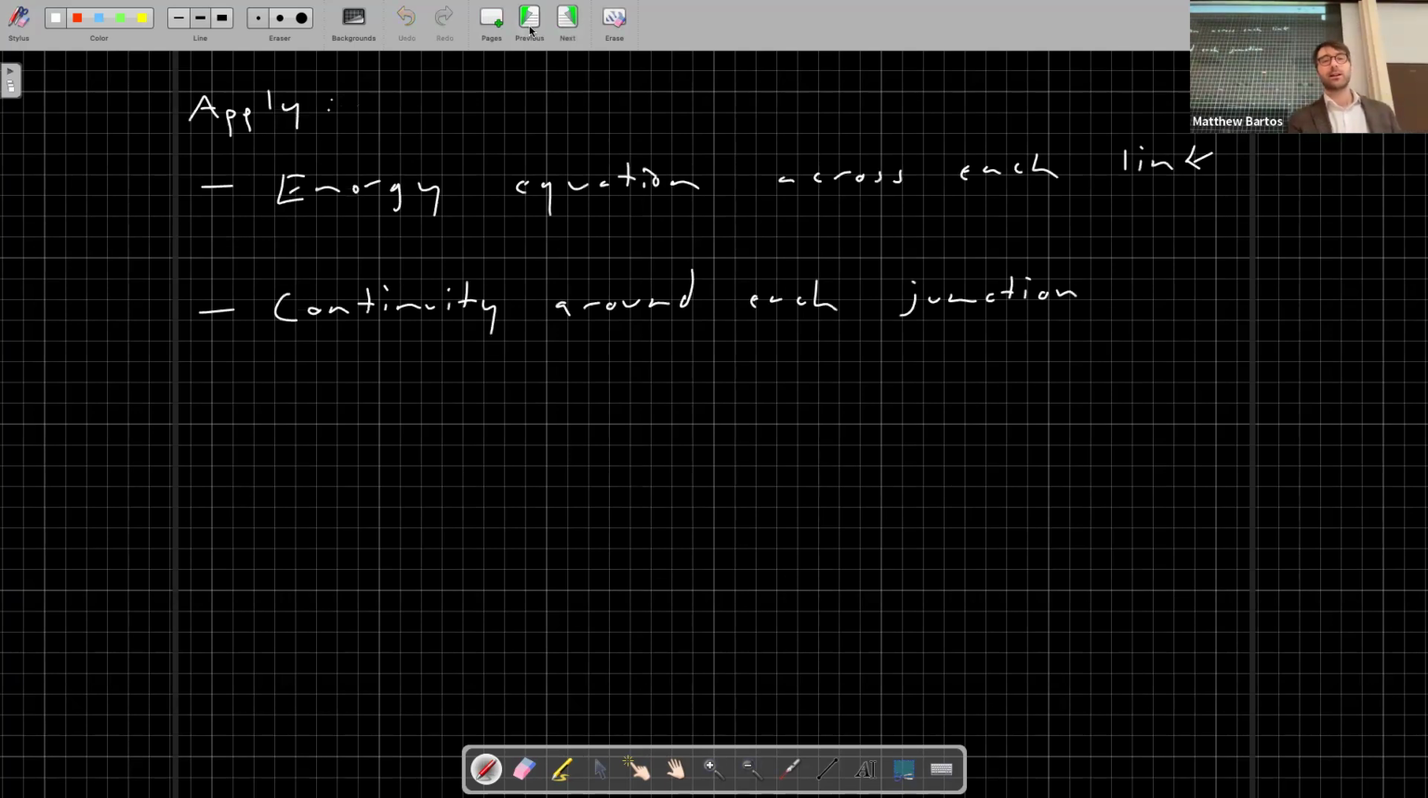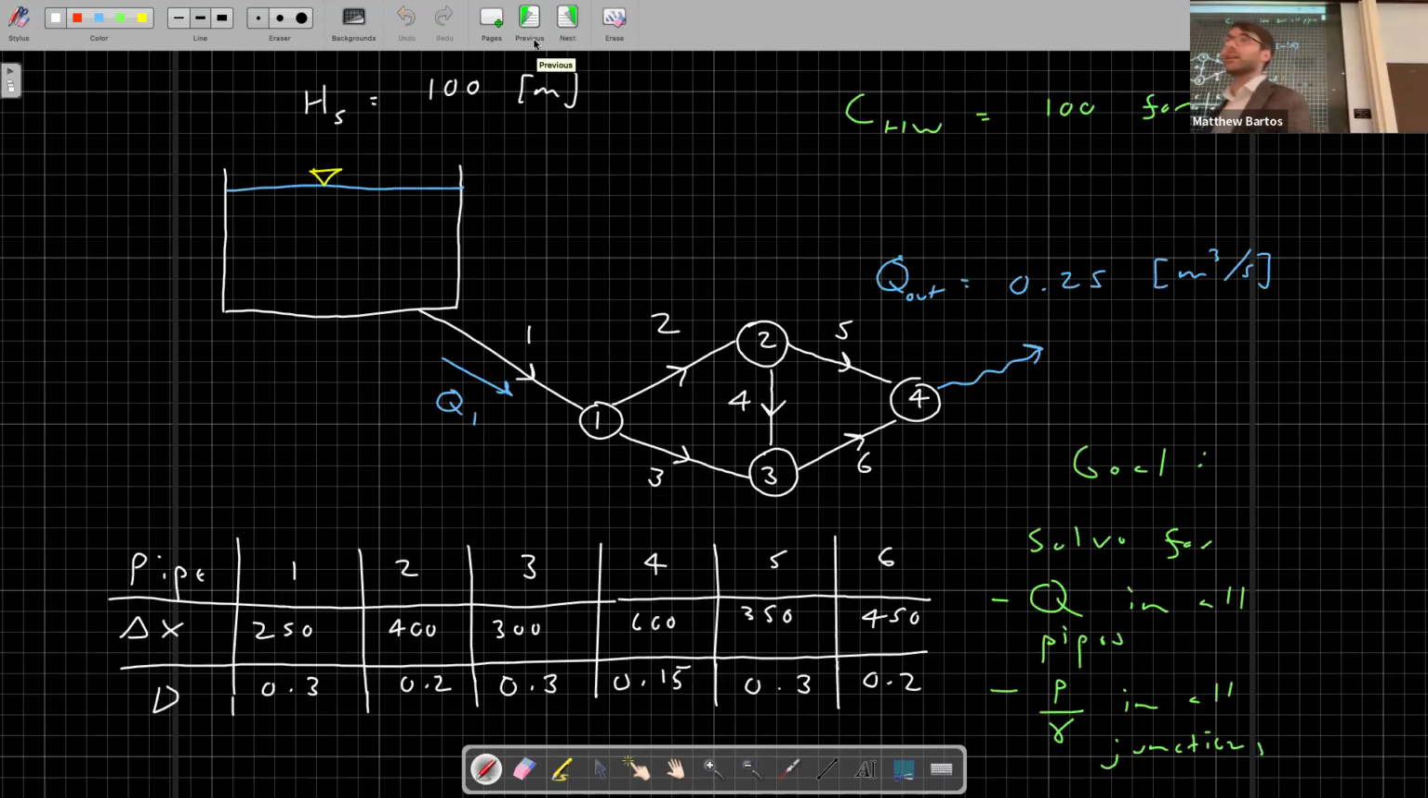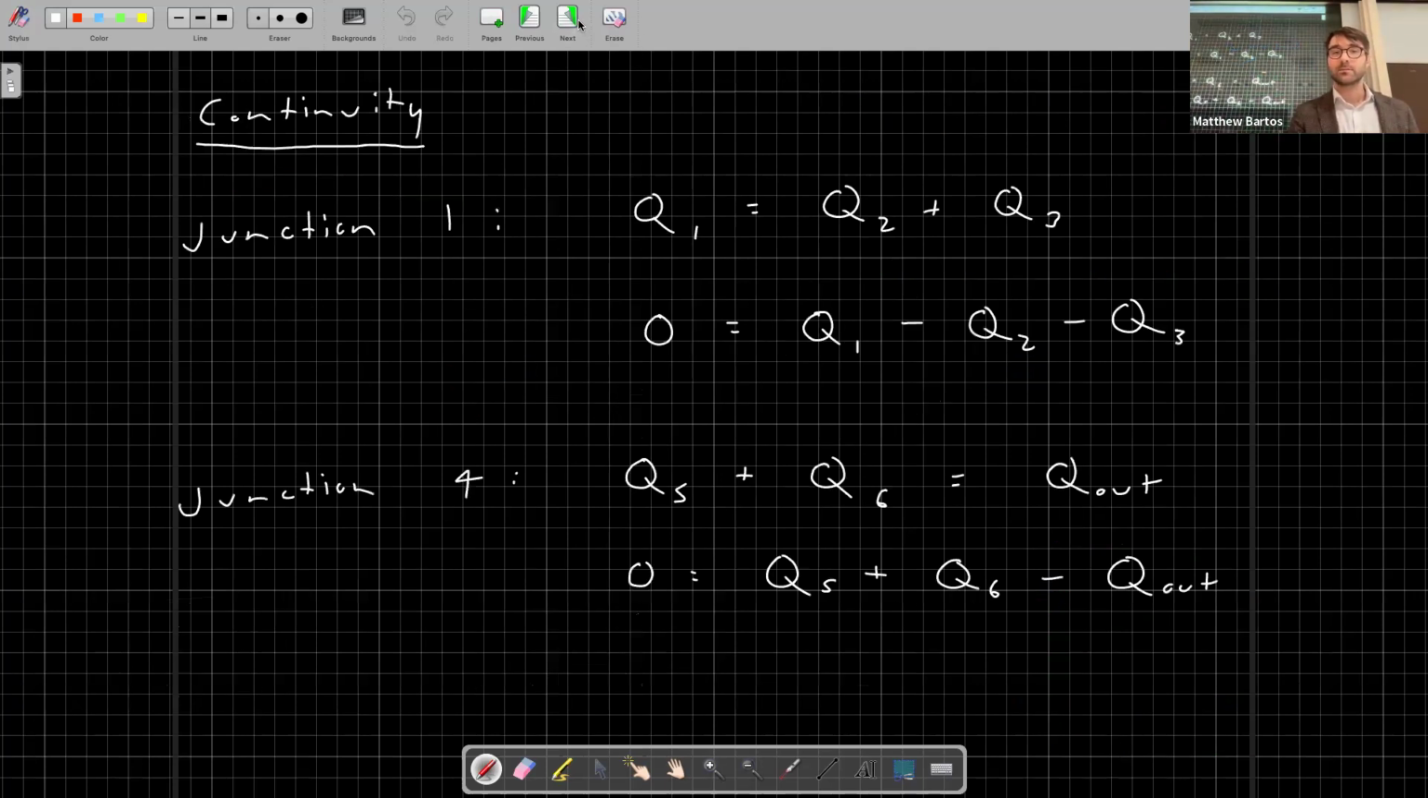And energy gets applied across each link. Again, we're going to follow the same nominal flow directions that we established before. So when I apply energy across link 1, I'm going from the reservoir to junction 1. When I apply energy for link 2, it's going to go from 1 to 2. So we have to follow the same directions here that we use for continuity, or else we'll end up with the wrong answer. So let's go ahead and just start by applying the energy equation across link 1.